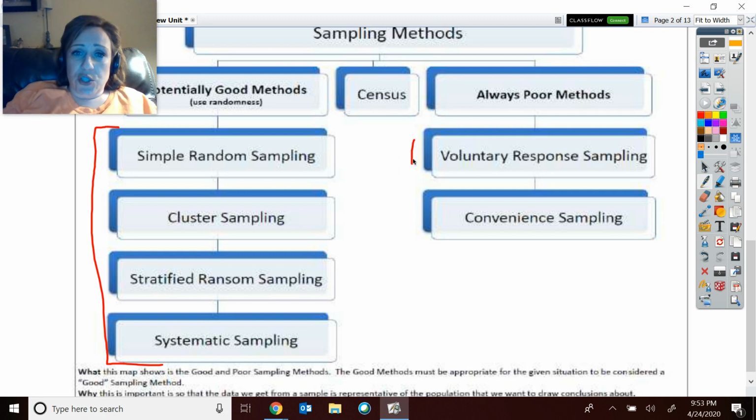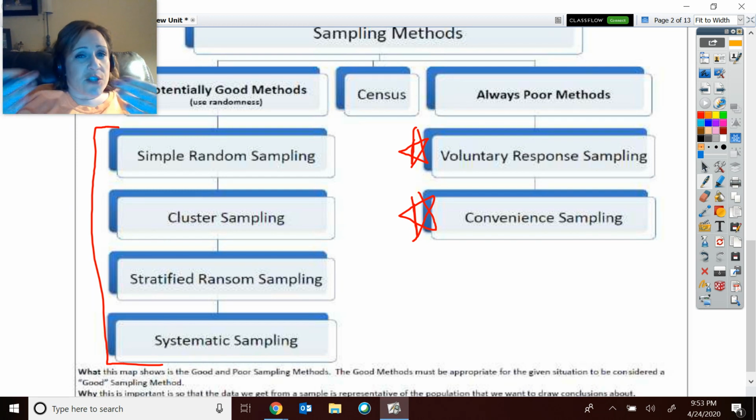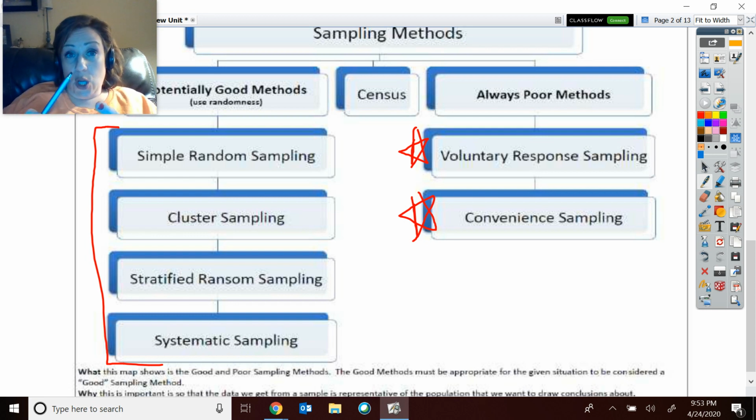Now, these are two key poor ways to sample. Voluntary response, that's just like letting people call in or letting people send in their card at a restaurant. People are going to fill out the survey card. Well, who does that? Usually the people that feel really strongly and want to make sure they voice their opinion.